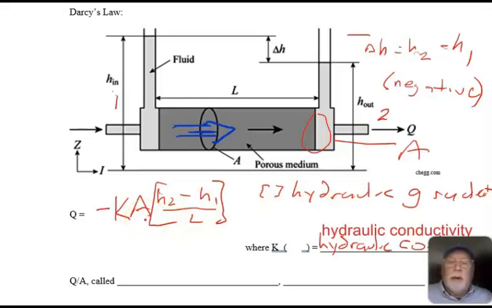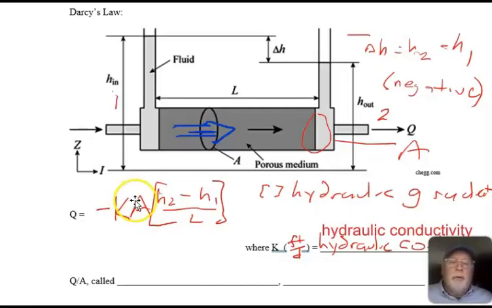K has units. It looks kind of like a velocity. It's not really a velocity, but it might have units like feet per day or meters per day, centimeters per second. The number I have in my head for a landfill liner is 10 to the minus 7 centimeters per second. It has to be below that.